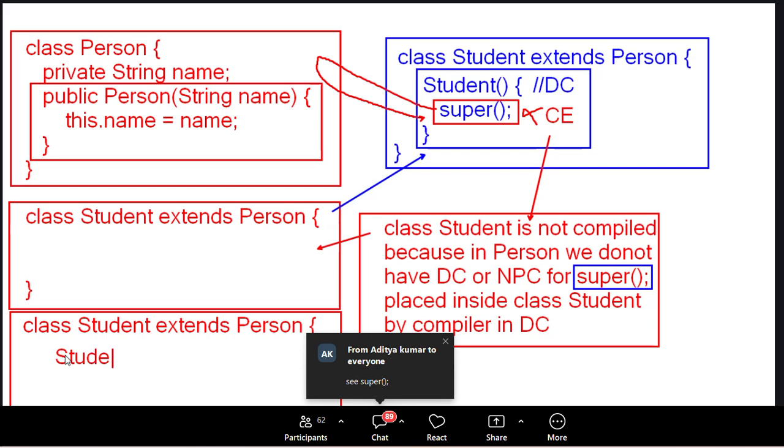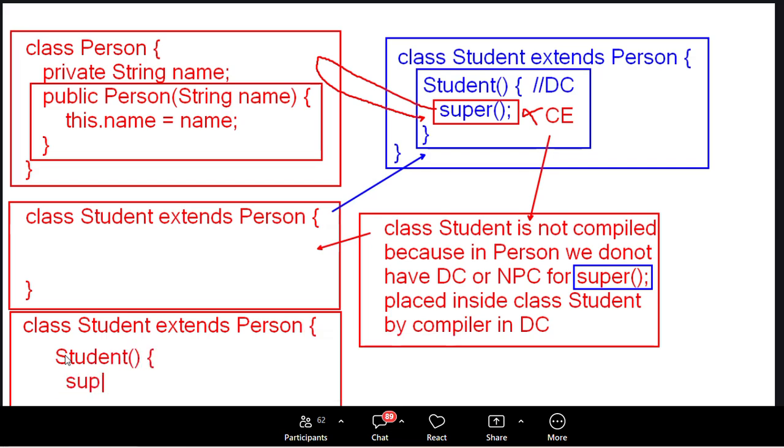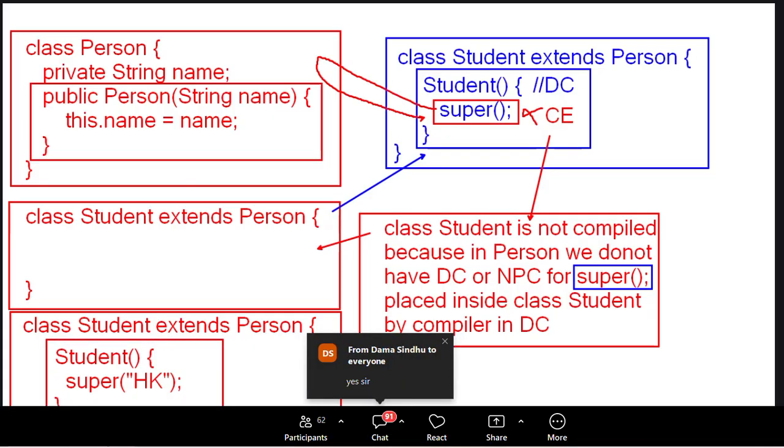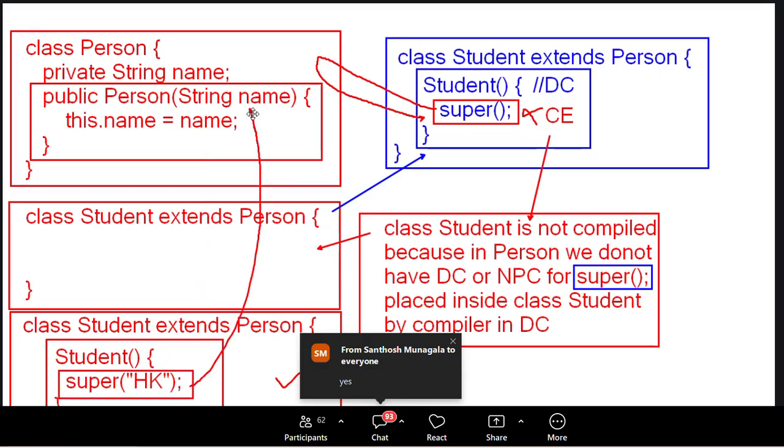Now I am writing student of super of double quotes HK. Now, does it compile? Yes or no? Yes, now it compiles. Why? You are watching parameter to parameter, super call to parameter. Right.